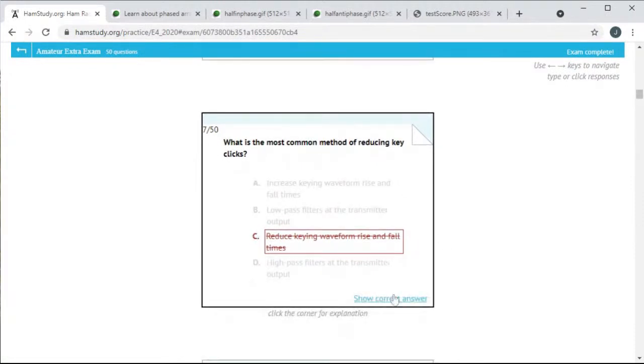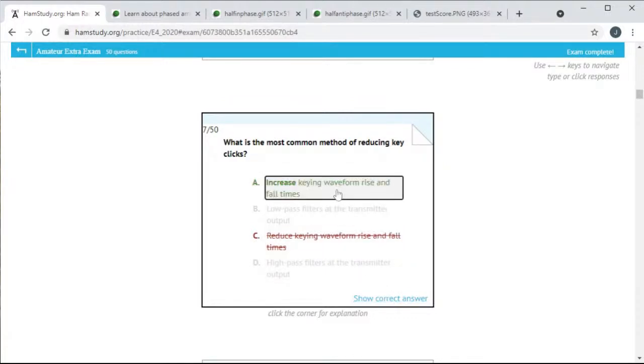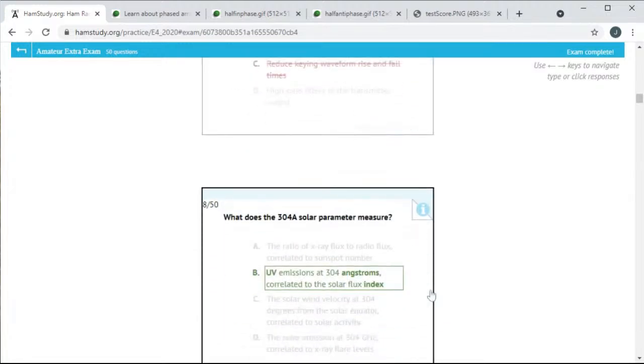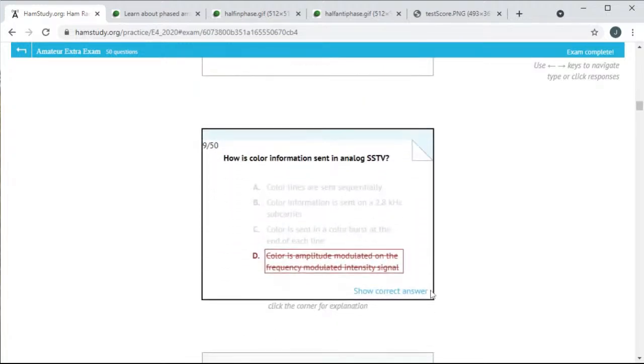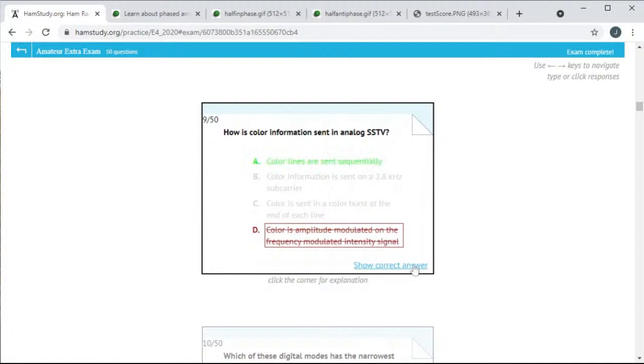And this was the one that I had last time and I didn't remember it. Okay. And I did the opposite one. So it's increasing the keying waveform increases. So it is the opposite. So to reduce the keying clicks, you have to increase the keying. Okay.